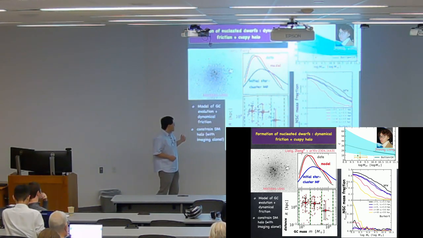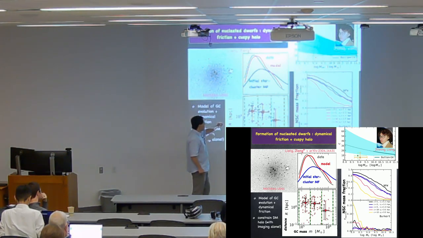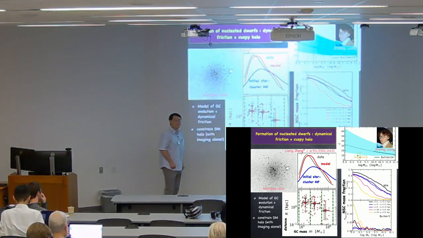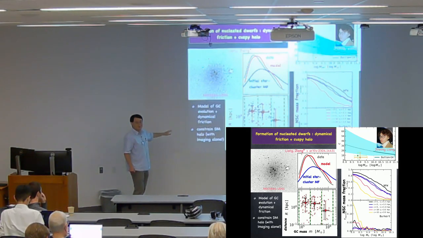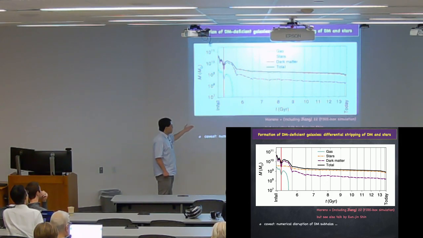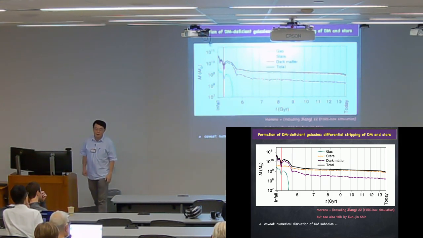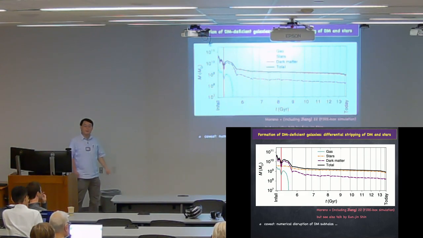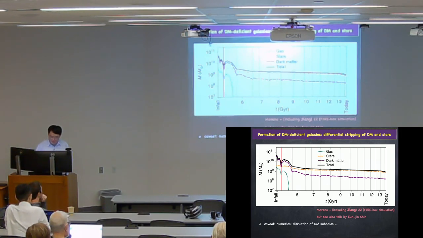But my emphasis here is that if you want to form a massive nuclear star cluster, which is arguably absent here but exists in many other UDGs, you need a cuspy halo. Otherwise, dynamical friction won't work because of the so-called core stalling effect. So this is problematic because UDGs need to populate cored dark matter halos. And finally, for DMDGs, dark matter deficient dwarfs, we think that we can use the differential stripping of dark matter and the stars that we see in several simulations, including FIREbox. The caveat here is that there's numerical disruption of dark matter subhalos. See also the talk just now, which can form DMDGs in another way.